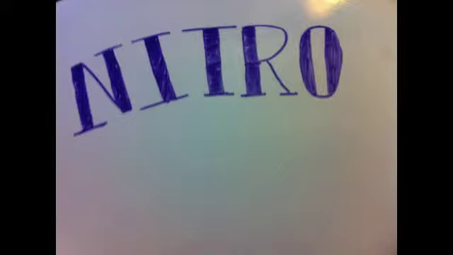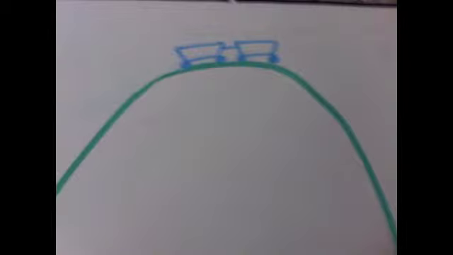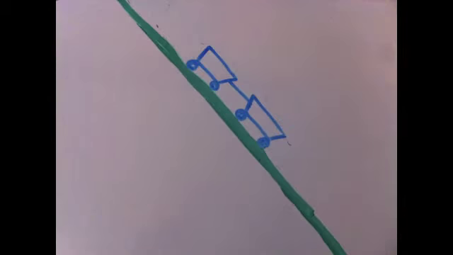Nitro is pulled up the hill at a constant velocity, so the speed doesn't change as you travel to the top. At the peak, things start to change. As the roller coaster travels down the hill, it begins to accelerate.